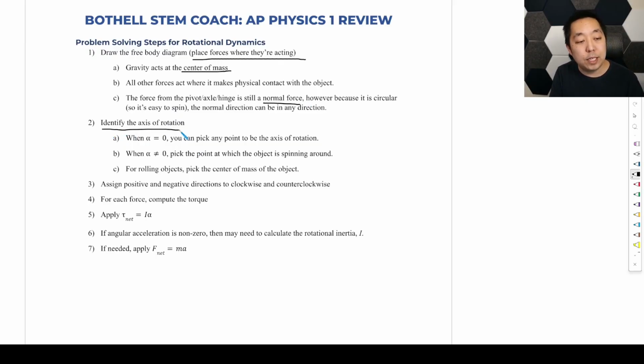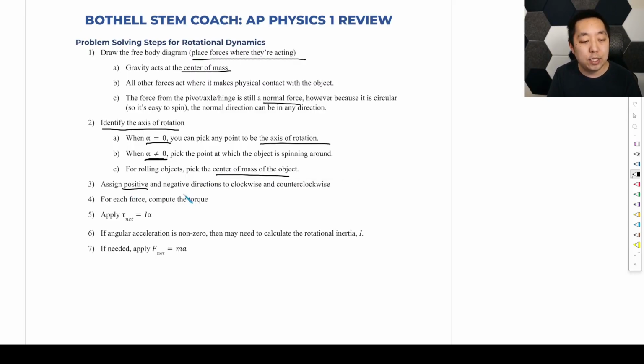The next step is you must identify the axis of rotation. This is sometimes a step that some people don't understand or skip over very easily, but make sure you identify the axis of rotation. When the angular acceleration is 0, you actually can pick anywhere to be the axis of rotation, because the angular acceleration is 0, so it doesn't really matter where you put the axis. However, if it is non-zero, you need to pick the point or axis at which it's rotating around. Okay, and for rolling objects, you pick the center of mass of the object. So that's some basic rules on where the axis of rotation should be.